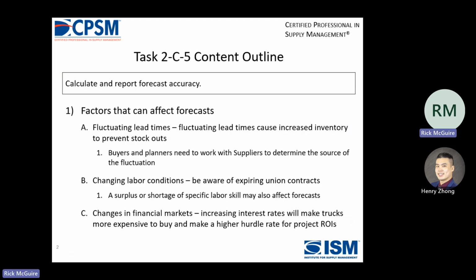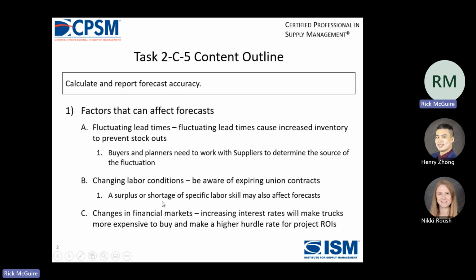So factors that can affect forecasts. Lead times, fluctuating lead times. Buyers and planners need to work with suppliers to determine the source of the fluctuation. Changing labor conditions, expiring union contracts. Usually these things are all kind of leading to shortages. Changes in financial markets, interest rates make trucks more expensive. So people buy fewer of them, although that hasn't proven to be the case in the last year.